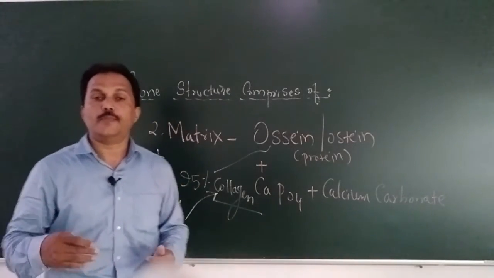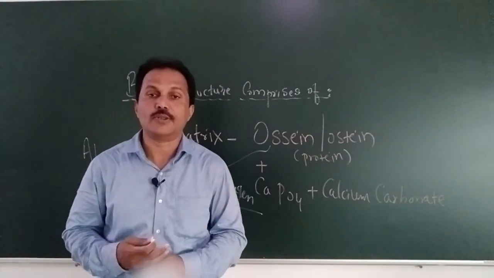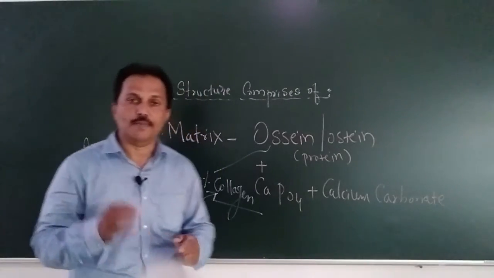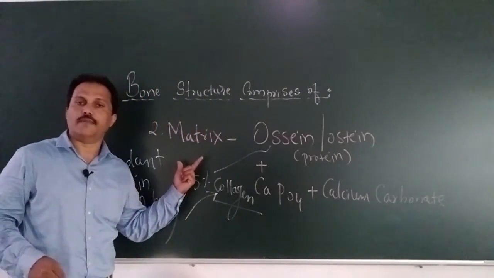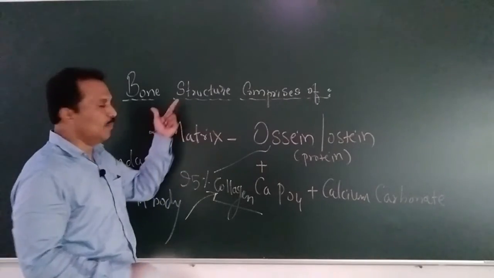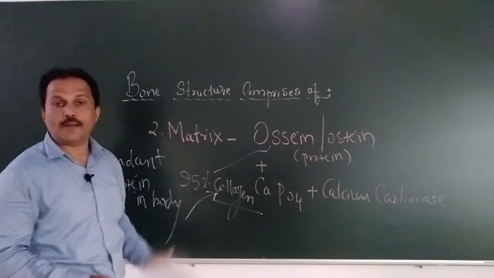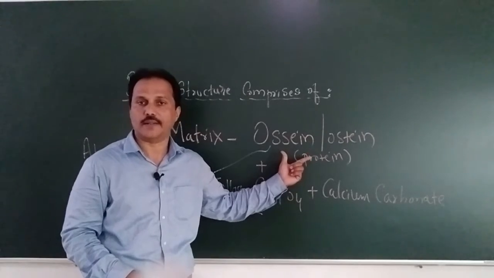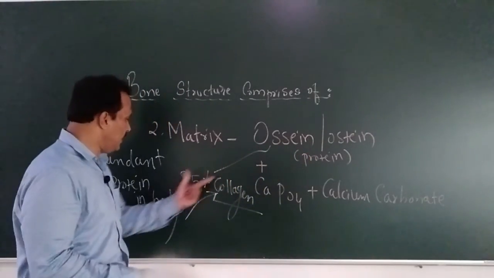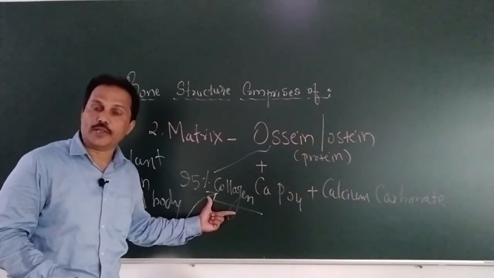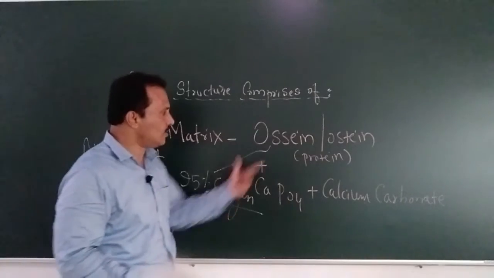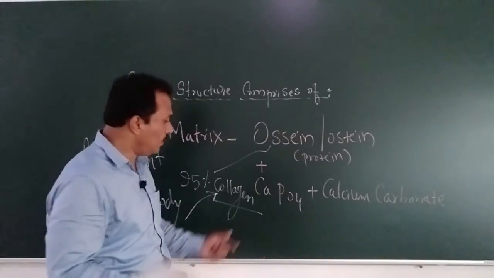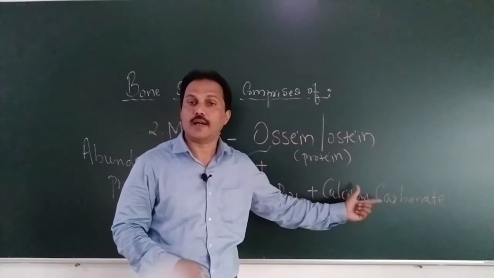What is the abundant protein found in case of animals? Collagen is the abundant protein found in the animals, because here I am giving reference with the bone. In the bone, the matrix is made up of ossein or osteine, that is a proteinaceous part which is made up of 95% collagen protein or collagen fibers, plus deposition of calcium phosphate and calcium carbonate.